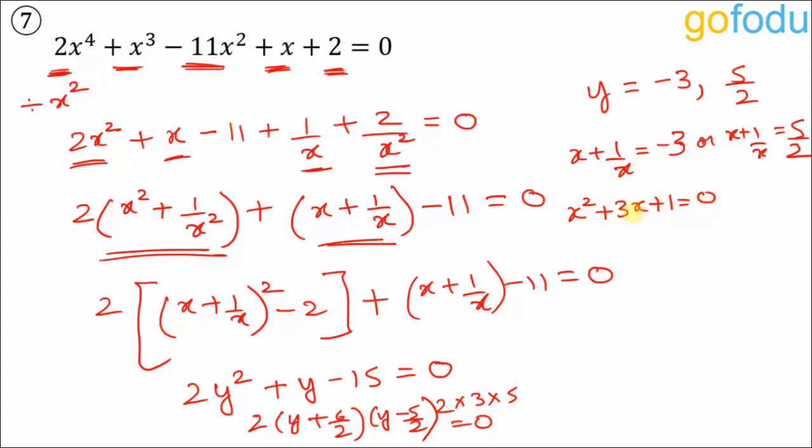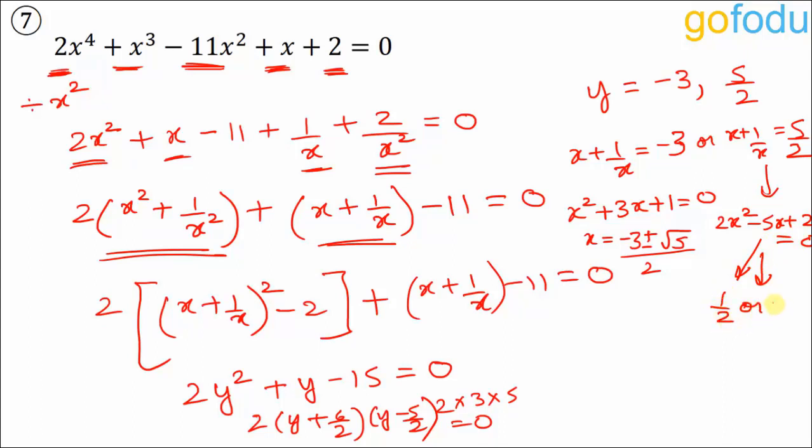So the values of x we will be getting from here will be minus b plus minus root of b square minus 4ac, that is 5 upon 2. And here the quadratic equation formed will be 2x square minus 5x plus 2 equal to 0. And the two values of x we will be getting from here will be 1 by 2 or 2. So these are the four values of x that we will get from this equation.